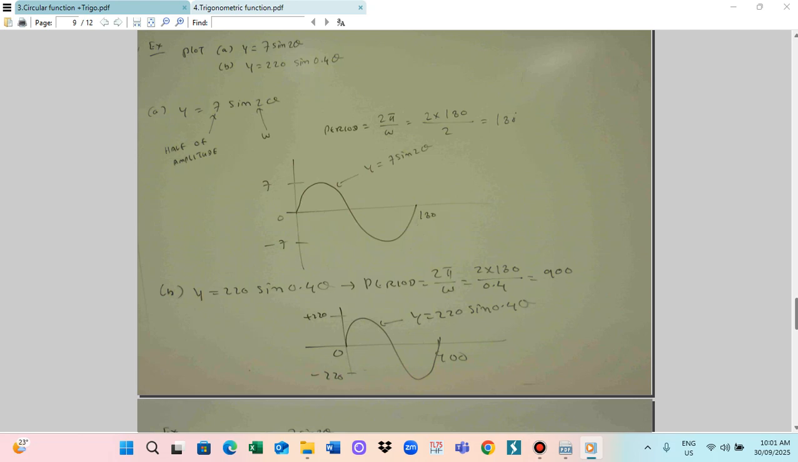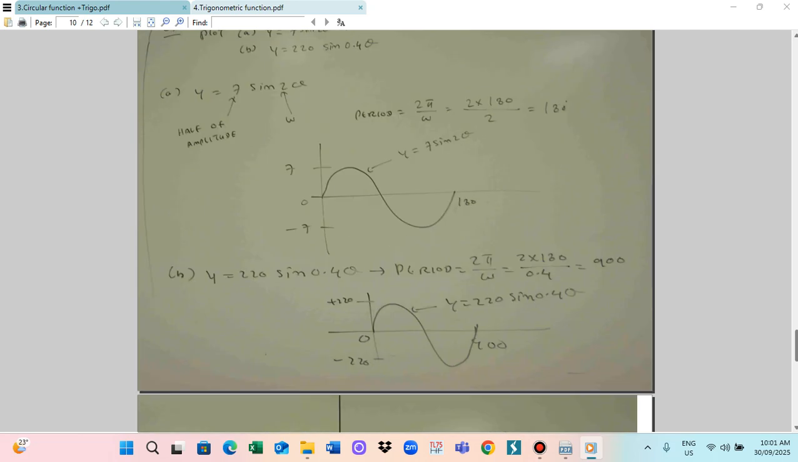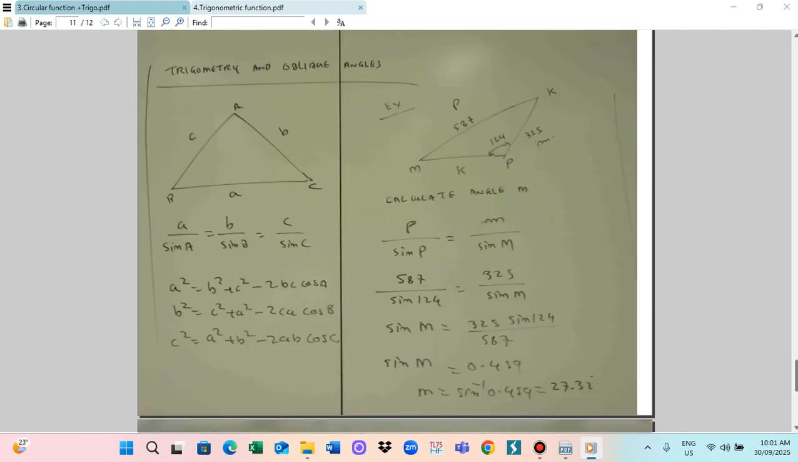Okay, the next topic is trigonometry and the oblique angle. So we got a triangle like this. This is A, B, C. The opposite side of the angle A is a, the opposite side of the angle B is b, and the opposite side of the angle C is c. So this is triangle ABC.